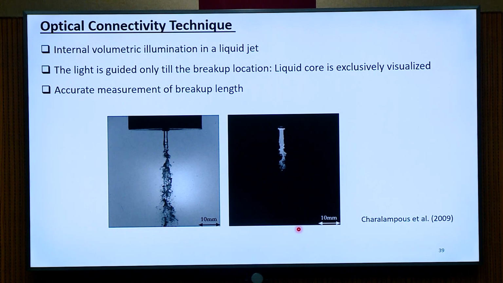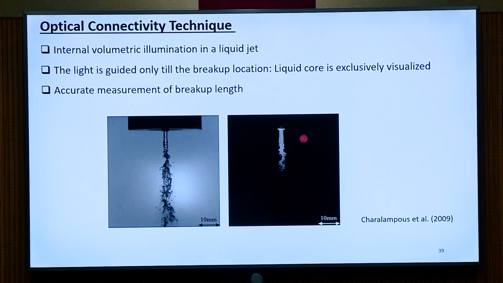And finally, I will just quickly conclude. This is another volumetric laser-induced technique, called optical connectivity, where the liquid is illuminated from the top, instead of illuminating the whole liquid from the side, because in that case you will see the droplets also. Here the liquid jet is illuminated from the top, so the light is guided only till the breakup point. Here you see the difference between a normal shadowgraph image and the optical connectivity image. The breakup location can be objectively identified in this case. So that is the advantage.